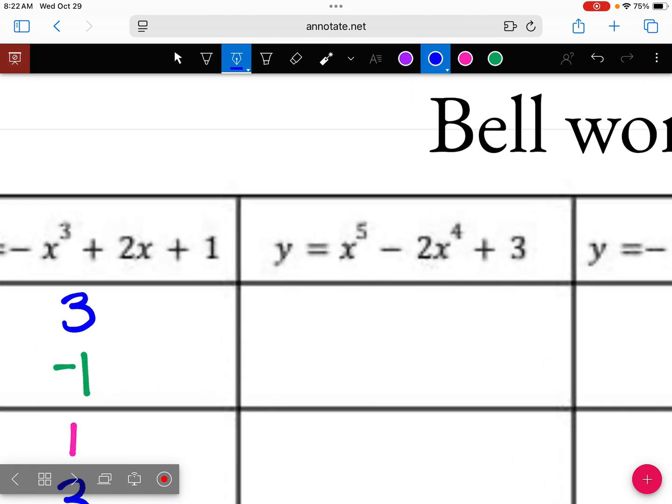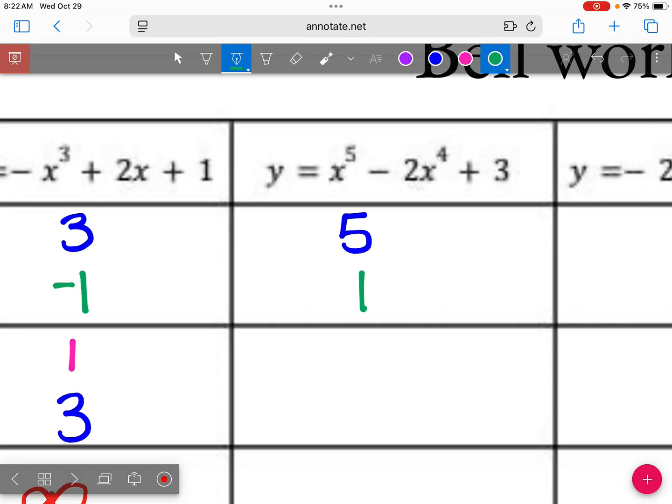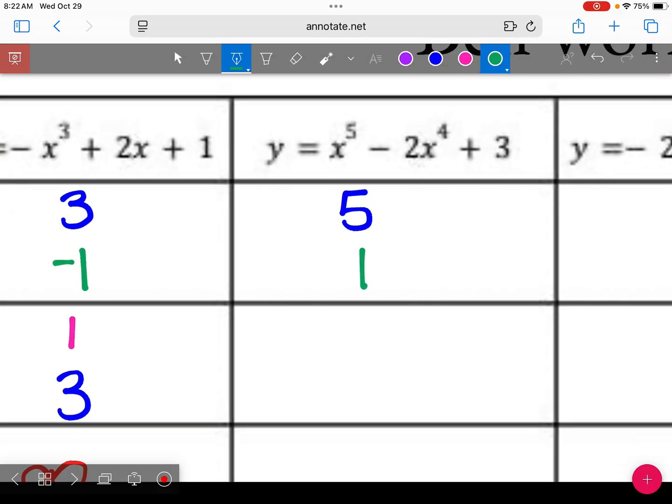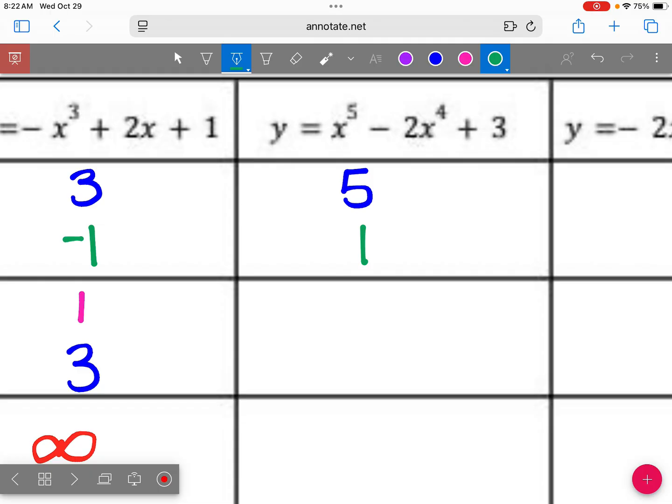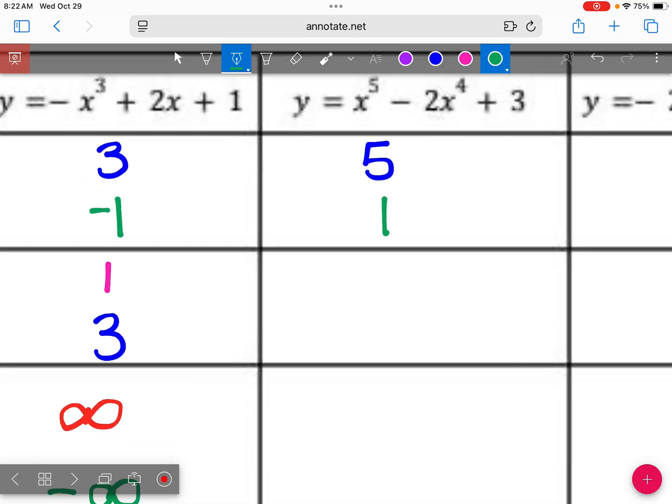What's our degree? And our leading coefficient? 1. So we have an odd positive here. Degree is what we're looking at for evenness versus oddness. Leading coefficient is positive versus negative. So we are an odd positive here, which means we already could do our end behavior from right there.